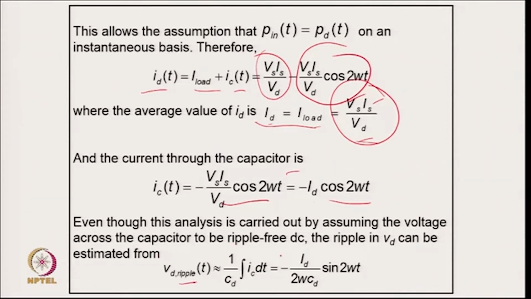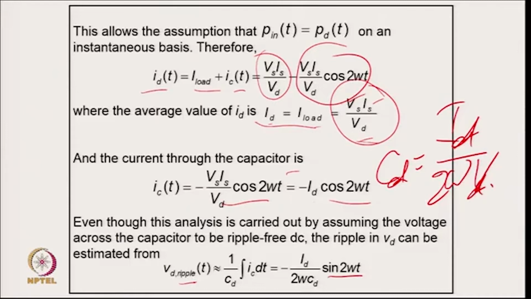So, it comes to this, and the peak value of this will correspond to when it is 1. From this relation we can find the value of CD, equal to ID, that is nothing but load current divided by 2 omega into VD ripple. So, it depends on how much ripple you can permit in the output.